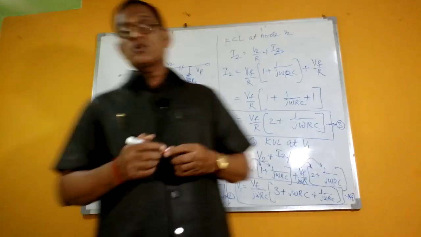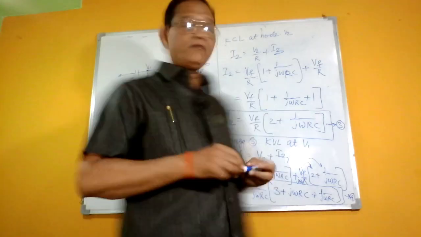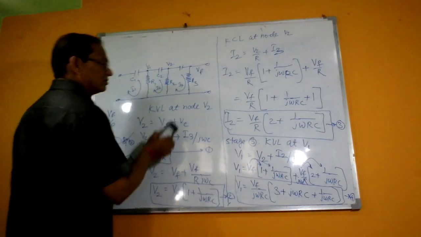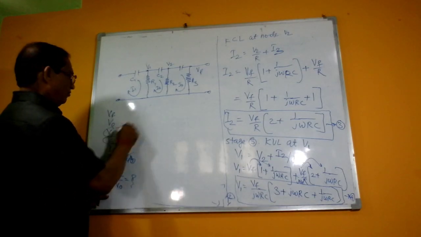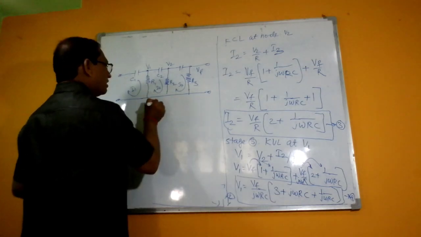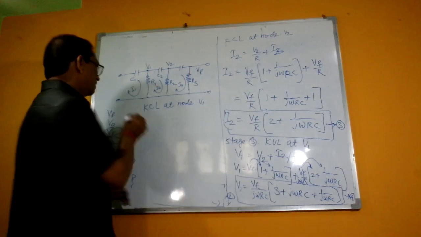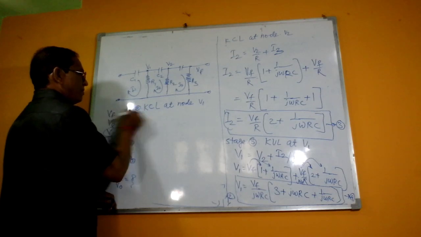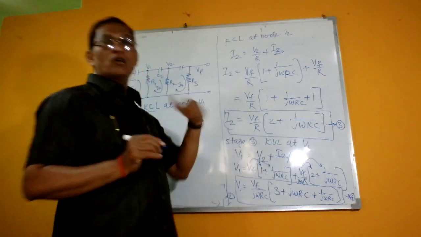Now in the fourth stage, Kirchhoff's current law is to be applied at the node V1, so that we will get the value of I1. Applying Kirchhoff's current law at the node V1, this is stage 4. We have now calculated V2, I2 and V1, and now we are going to calculate I1.